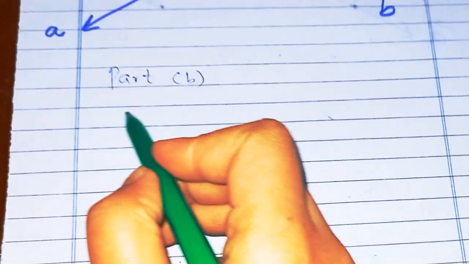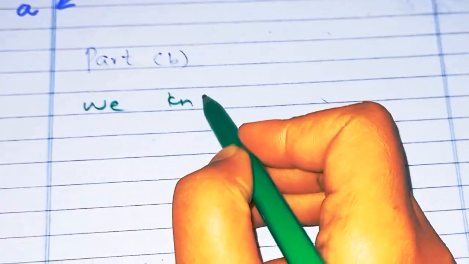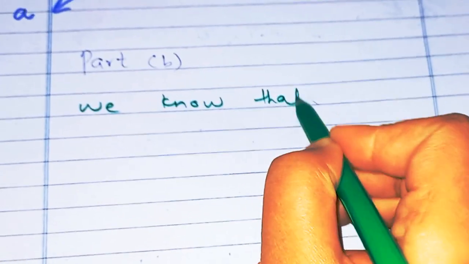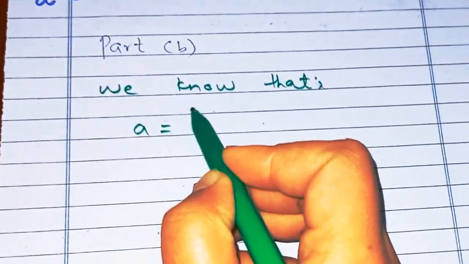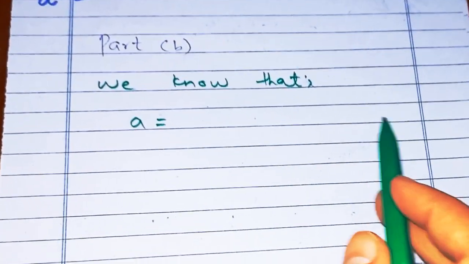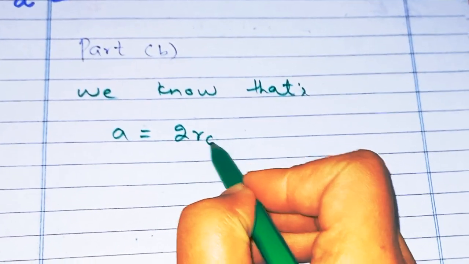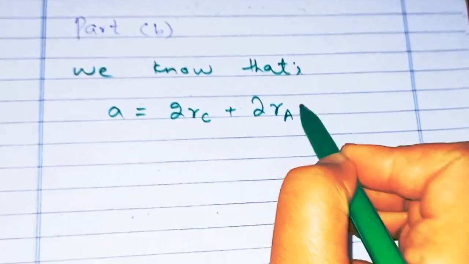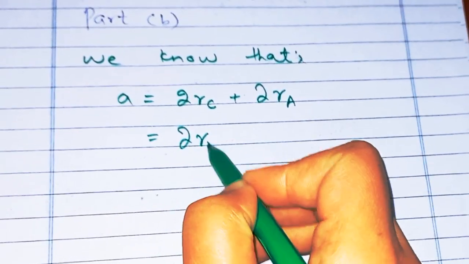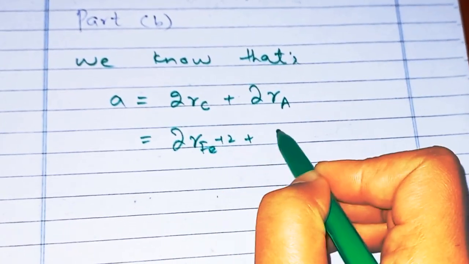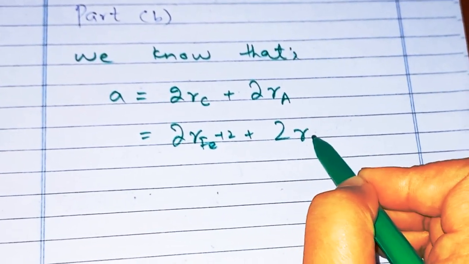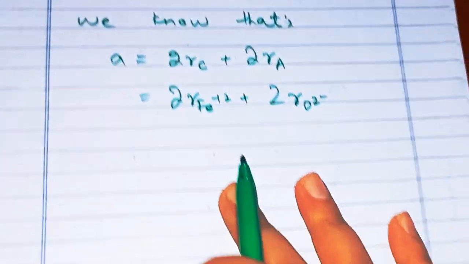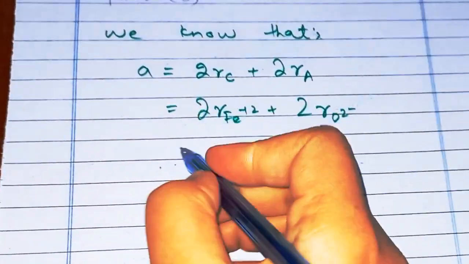For part B, they are telling you to estimate the lattice parameter from the radius of the ion. Okay, so we know that the lattice parameter in a rock salt crystal structure is given by 2 times the radius of the cation plus 2 times the radius of the anion. Here the cation is ferrous, plus 2 times the radius of the oxygen ion. The anion is oxygen.